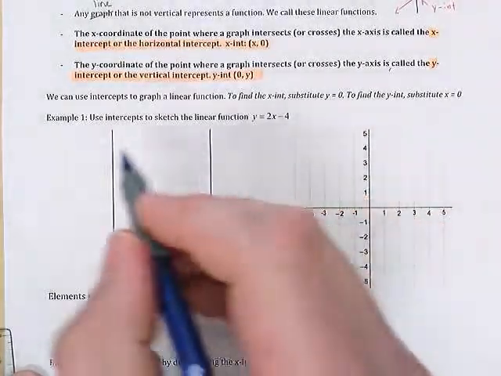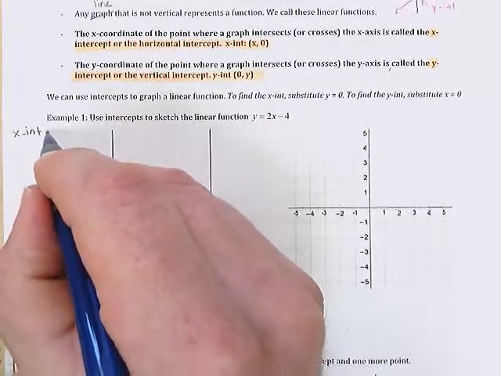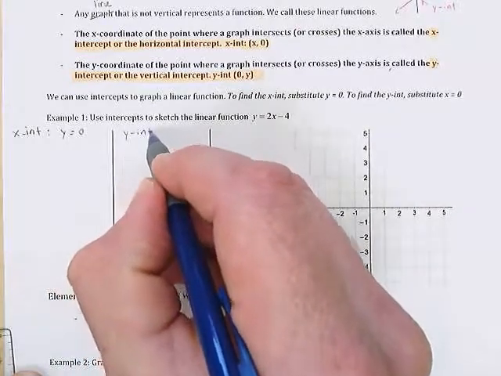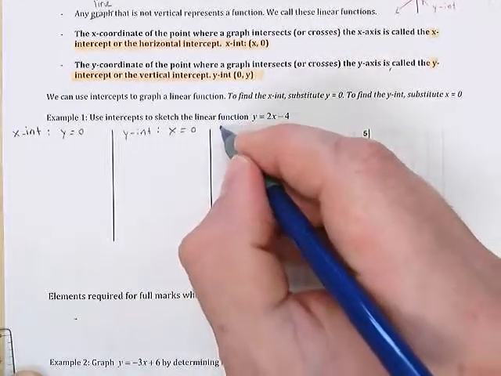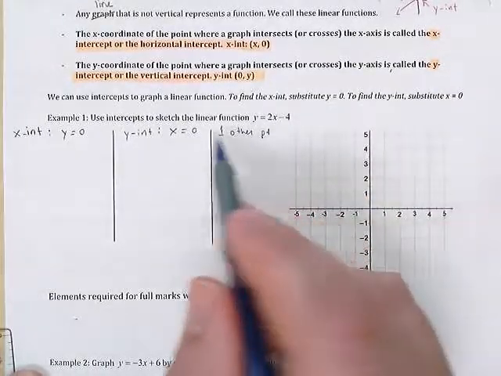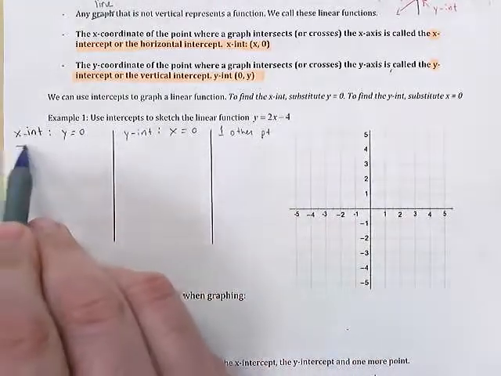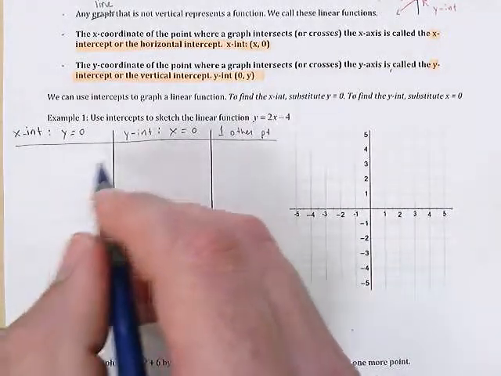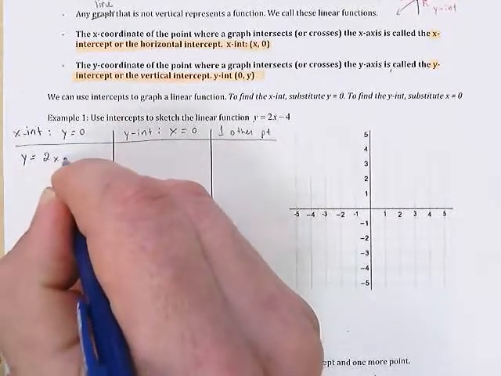Okay, so first of all, we're going to find the x-intercept. And that is when y is equal to 0. Then we're going to find the y-intercept. And that is when x is equal to 0. And then we're going to find one other point to graph this, because we eventually want to sketch this function on here. Okay, so here we go. It's kind of like our table. So we start with the equation, which is y equals 2x minus 4.